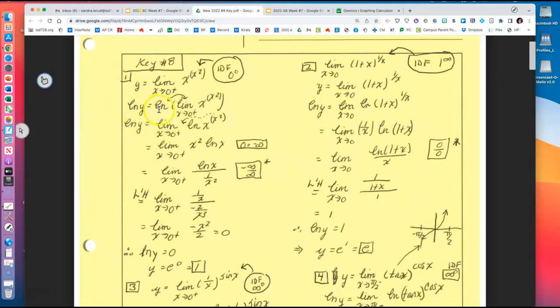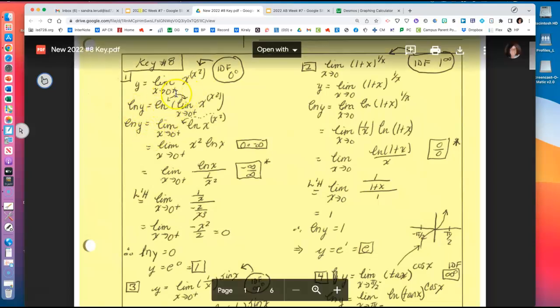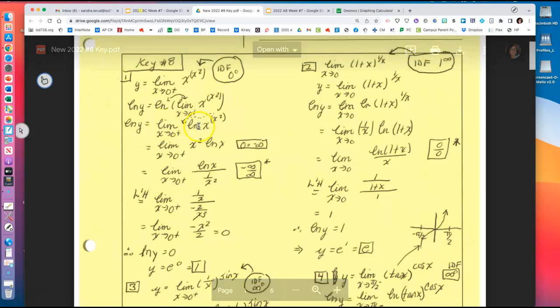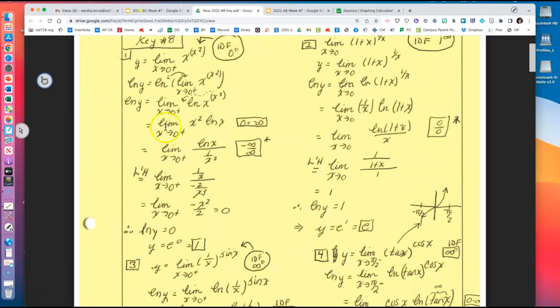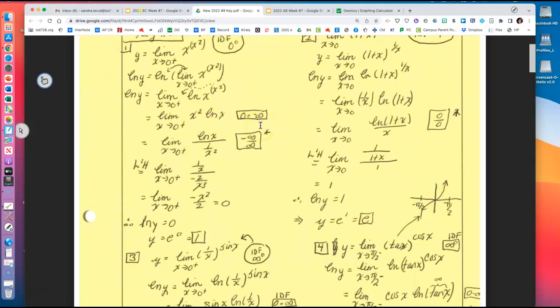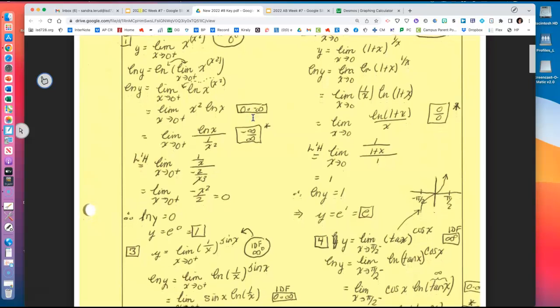Next, I took the natural log of both sides. I did show that these can swap. You might have gone right to here, or you might have brought this out front as you went. But either way, you should have been taking a limit as x approaches 0 from the right of x squared times ln x. Are we there? That's where you should be. That is actually 0 times negative infinity. It's a product, which isn't good. It's an indeterminate form, but all I need to do is tweak it a little bit.